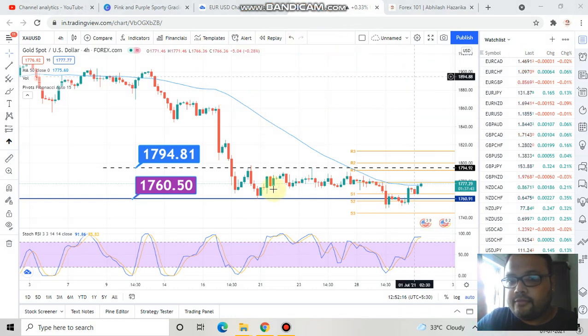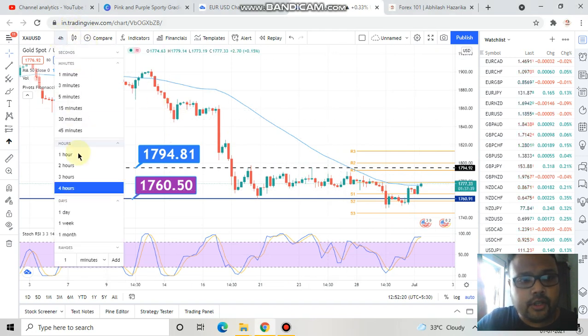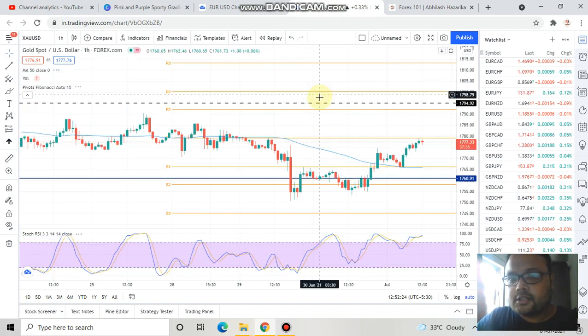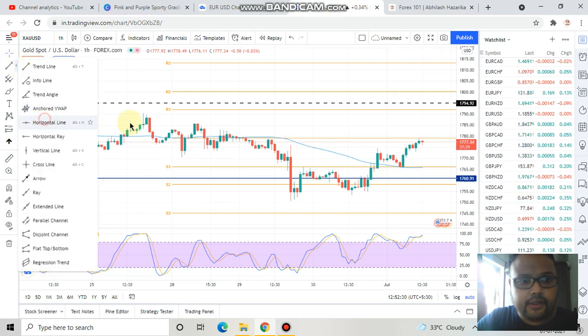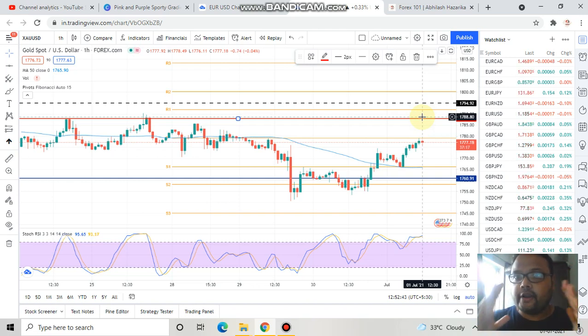And if you are not comfortable with the 4-hour chart, you can also switch to the 1-hour time frame and just look at the chart. And if you want to draw another level here, then you can also draw this level and wait for the market to struggle at this level, and you can short the market. Simple, simple, simple. Right now market is in the middle. Do not trade in the middle. Do not compromise with the trading discipline.